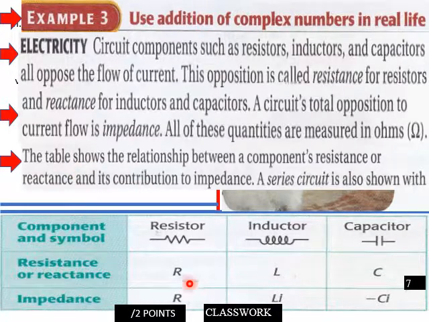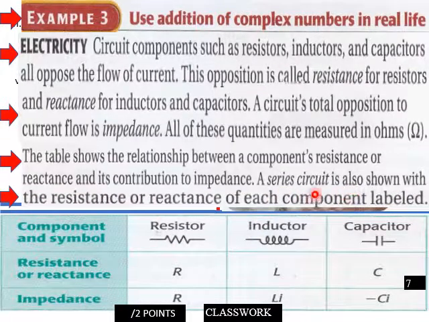So we have this situation here. The table shows a relationship between a component's resistance or reactance. So we have a resistor, then Li here. We have a complex number here. And then a -Ci here. We have another complex number here. And so this is a table here. This is in your classwork, students, page 7. So use this as a reference.